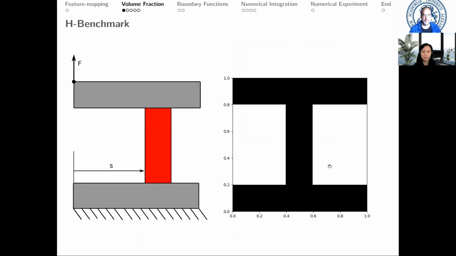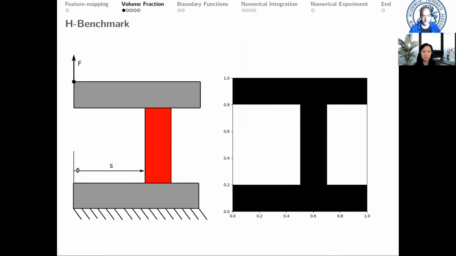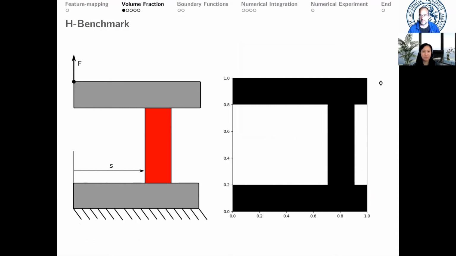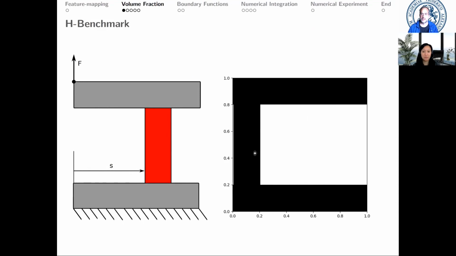This is a benchmark example I use for the most part of this presentation. So it's an elastic problem. We have a single vertical bar, which is parameterized by the variable s. When s is small, we have a very good compliance. When s is large, we have a stupid design with a very poor compliance. And now we want to model this by feature mapping. So that means we do not have the idealized analytical position of the bar, but we need to map it to a fixed grid.